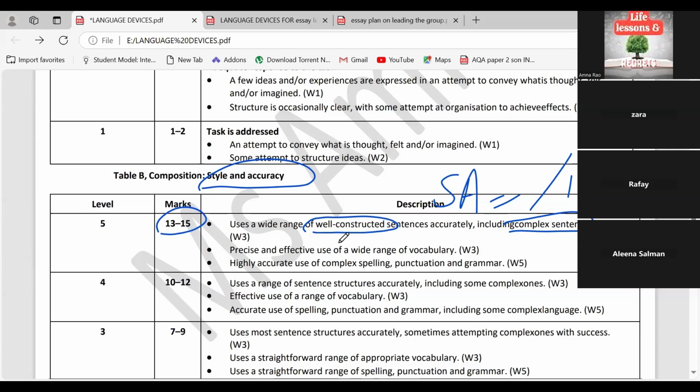Then precise and effective use of a wide range of vocabulary, the way you use your vocab, highly accurate use of complex spelling, punctuation, and grammar. Now look at it, your sentence structures, your vocabulary, and the spelling, punctuation, grammar that you use. Beta, all this is included. It will be checked in style accuracy, and your language is checked in this. The language devices play the same role as vocabulary plays in your writing. The wide range of vocabulary that you use also covers the language devices.